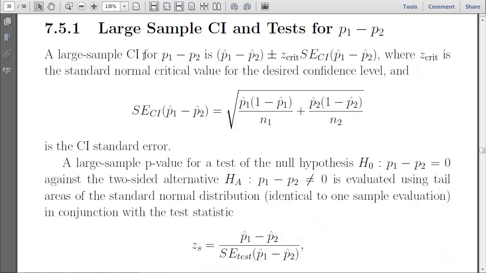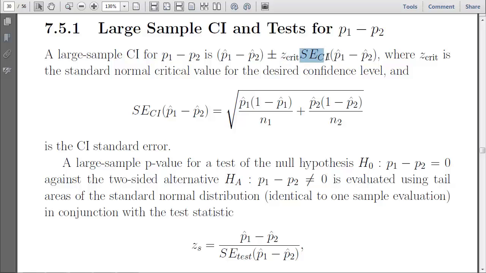So we're going to start with a confidence interval. To estimate the difference in population proportions of population 1 minus population 2, we're going to estimate each of the individual population proportions, P1 hat and P2 hat, and take the difference. That is our estimate of the difference, plus or minus a z critical value, which is based on the standard normal distribution. So if it's a 95% interval, z is going to be 1.96, for example. It's roughly 2 standard errors.